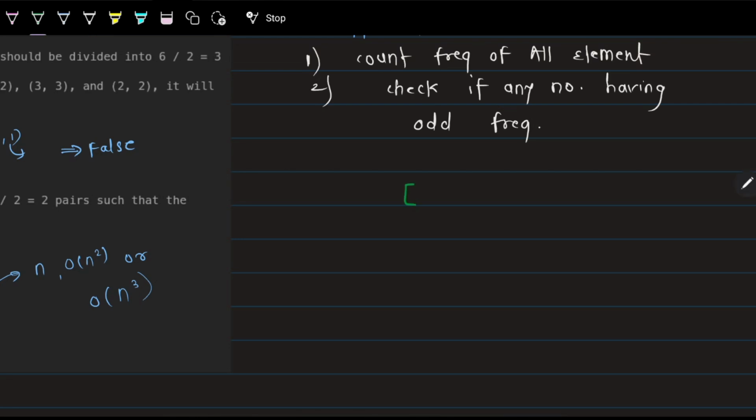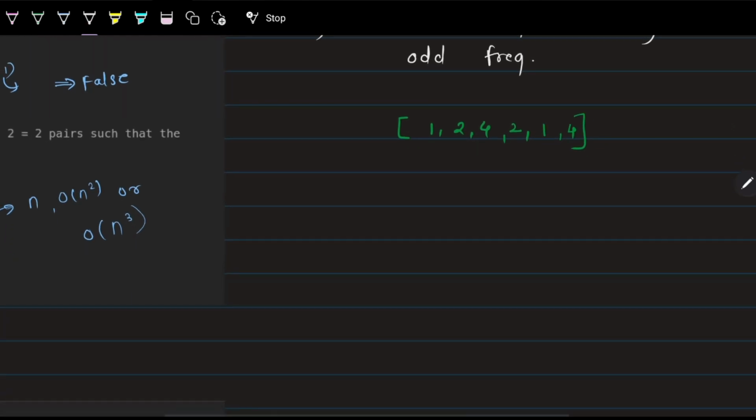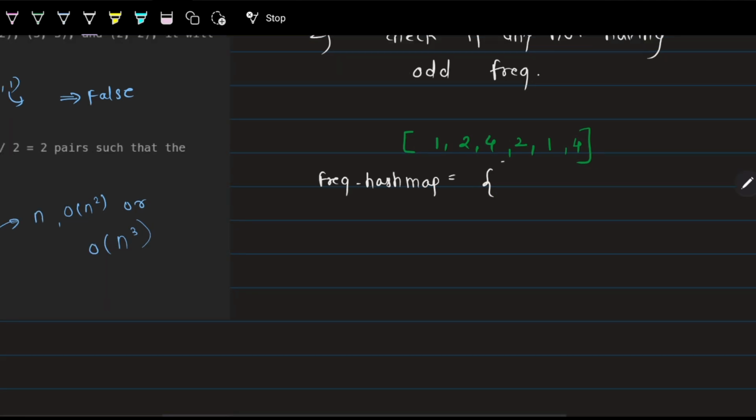For example, the given input array is 1 2 4 2 1. So this is something given to us as an input. Let's try to find the frequency. I will create a frequency array, or you can say a frequency hash map, because a hash map is the one we use to calculate the frequency, and I will put each element as a key uniquely. So I have unique elements 1, 2, 4, and I will put the frequency of each element as the value.